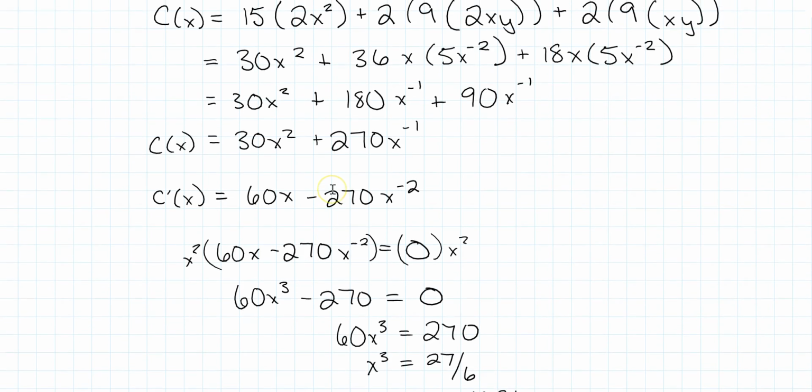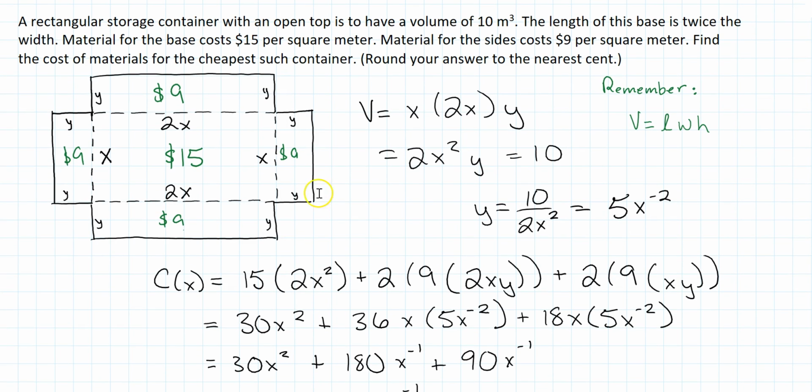So let's walk through this again, make sure that you understand everything that we did. The first thing we did is we labeled our open box. We were told that the length was twice the width, so I have x and 2x for my width and my length. They told us the cost of the base was $15. They told us that the cost of the sides were $9 a piece, and that was per square meter. Using the formula for volume, I was able to take y and write it in terms of x. So I used the formula for volume, set it equal to the 10 cubic meters that they gave us in the problem, which gave me y equals 5x to the negative 2.